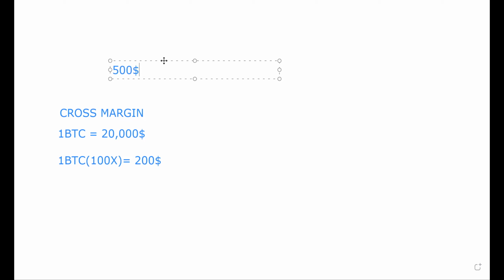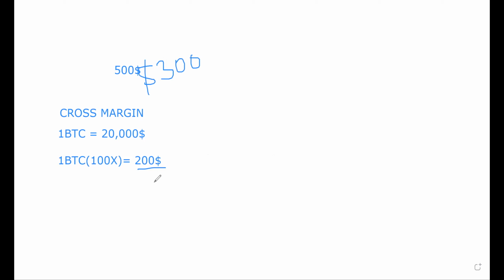That's in your futures wallet, but you are allocating just $200 to this particular trade. That means your margin is just $200. Your balance will be reduced, since you have removed $200 from your balance to place this trade, to buy one Bitcoin or sell one Bitcoin. Your balance will be remaining $300. $200 will be taken to the trade.